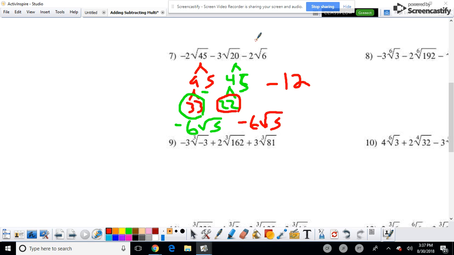The last one, we can't break it down. So we're just going to tack it on. So we've got -12 radical 5, minus 2 radical 6. So how did I know to subtract? Because that 2 is negative.